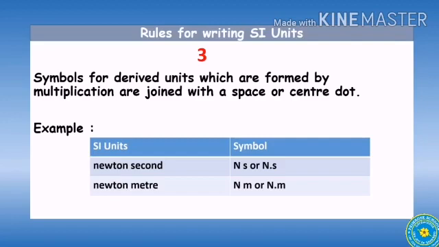because the unit second is not derived from a name of a person. So the symbol is in small letter. Got it? Whereas newton is derived from a name of a person. So we are writing capital N as its symbol. Got it? Now look here. Newton second: N and s have a space between them or a dot should be there. Okay. Now shall we read the rule again? Symbols for derived units which are formed by multiplication are joined with a space or center dot. Okay, newton meter as N space m or N dot m.